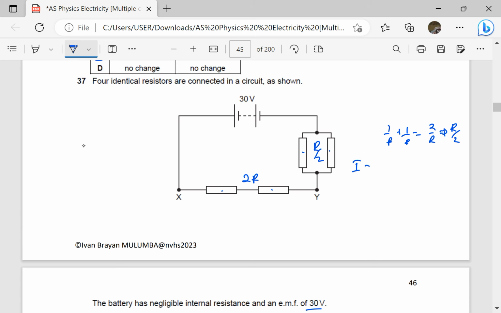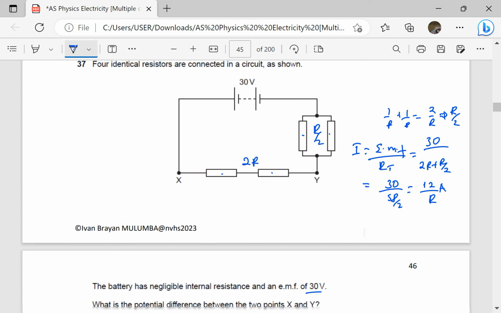So current is equal to e.m.f divided by total resistance. Total resistance will be 2R plus R over 2. So the e.m.f is 30 divided by 2R plus R over 2. 2R plus R over 2, I think it is 5R over 2. So the current is going to be 30 divided by 5R over 2, which is going to be 60 over 5R, which is actually 12 over R. That is 12 over R amperes.